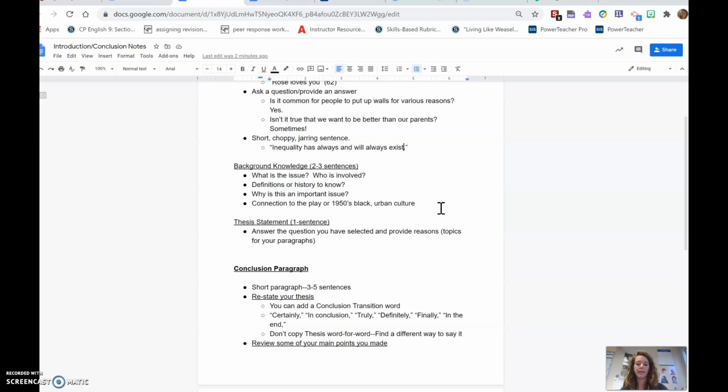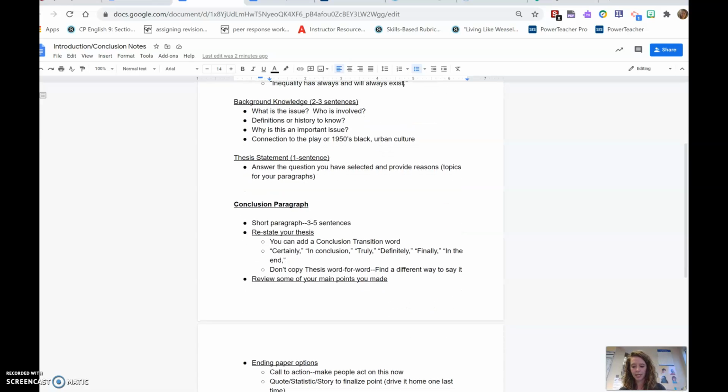All right, so then you're going to write your two body paragraphs. Again, we drafted those in class. We wrote that on the outline. And then you need to provide a conclusion paragraph. This is also a very short paragraph, maybe 3, no more than 5 sentences. Basically, you're going to restate your thesis in a slightly different way. It says don't copy your thesis word for word. I want you to try to find a slightly different way to say it. That will be the first sentence of your conclusion paragraph.